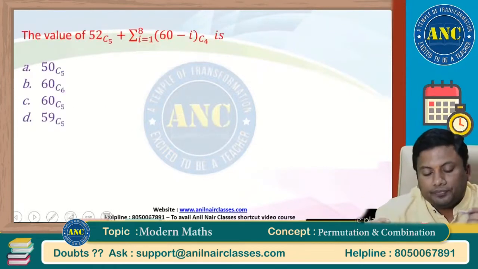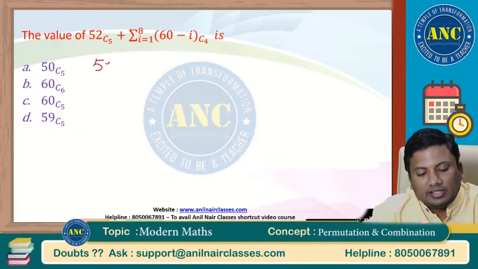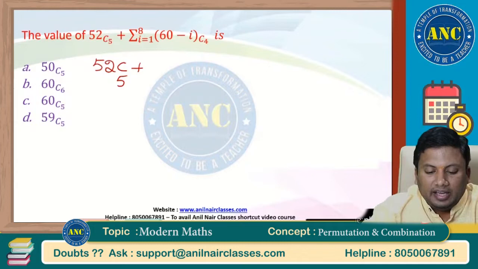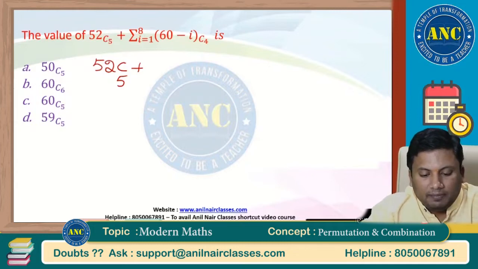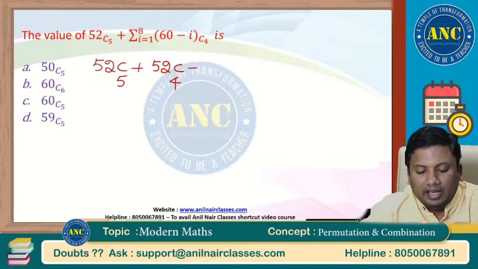Next one. This is again an examination question. 52C5. If I is 8, 60 minus 8, which is 52C4. I is 7, 53C4.